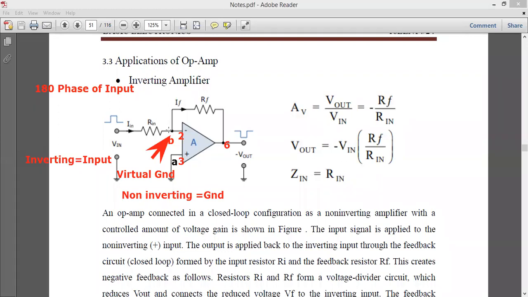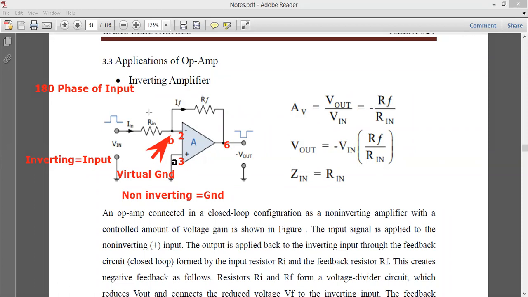And this point is called the virtual ground point. Why? The concept of virtual ground says there is a virtual connection between point A and point B, and that connection gives you some voltage. It can be a 0 voltage, or sometimes a small voltage which is appearing at this particular point.